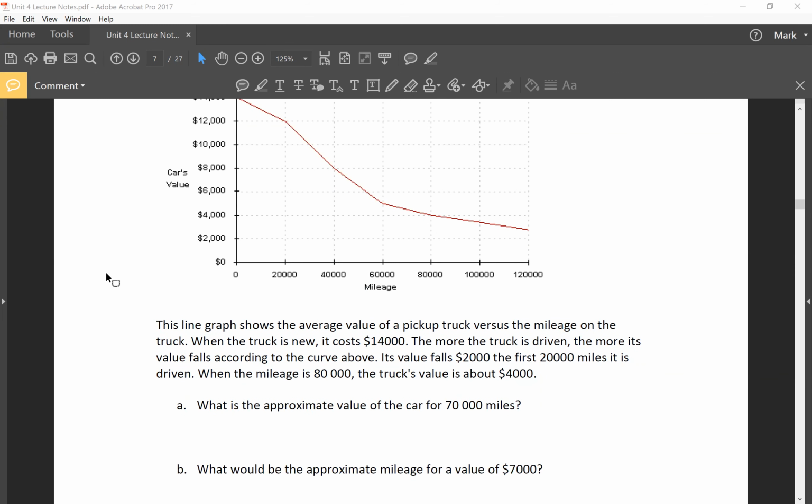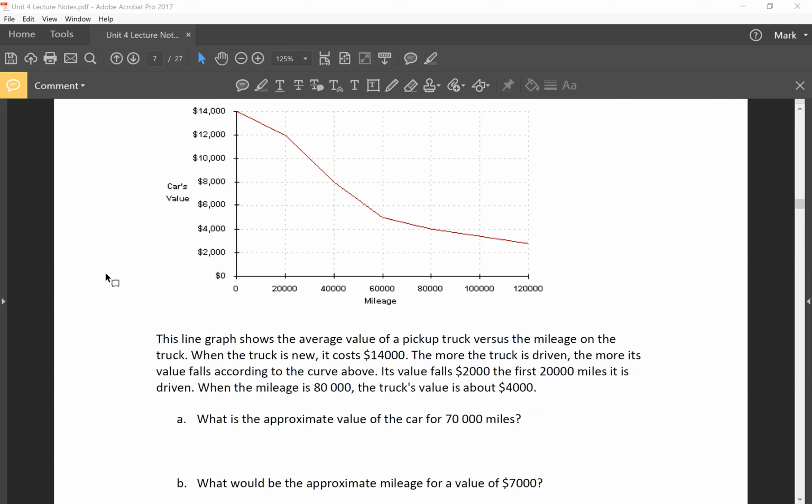I'm going to ask you guys 2 questions. I'll keep it like this so you guys can kind of see. I want you to answer 2 questions. A, what is the approximate value of the car after 70,000? Now, approximate, I know you guys don't have the biggest picture there in front of you. So the approximate value for 70,000 miles. And what would be the approximate mileage when the car only costs $7,000? Okay, so I'll be back in 3, maybe 2 minutes. This is a really quick one, and then we're done.